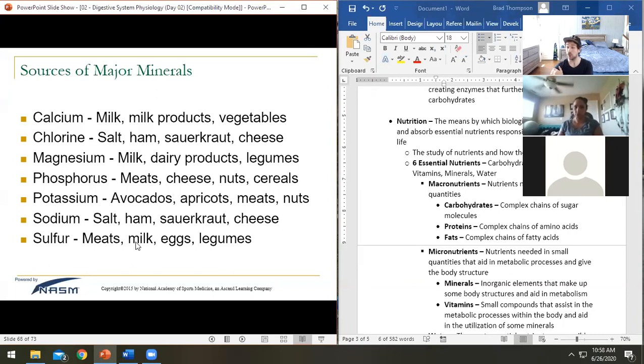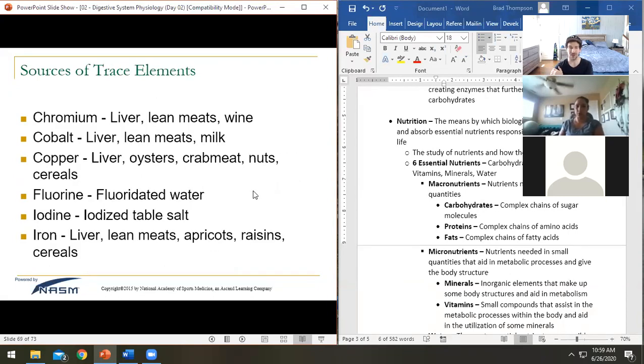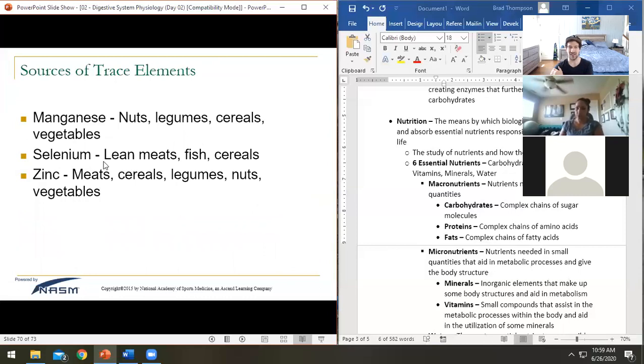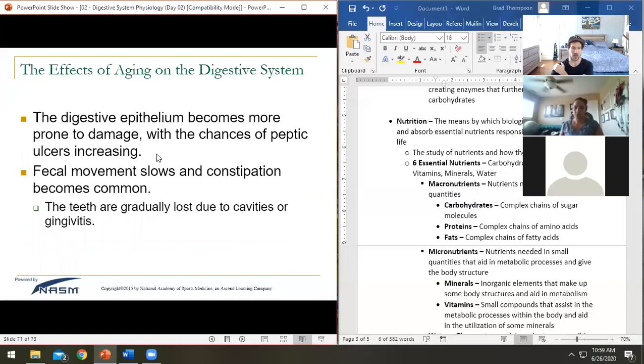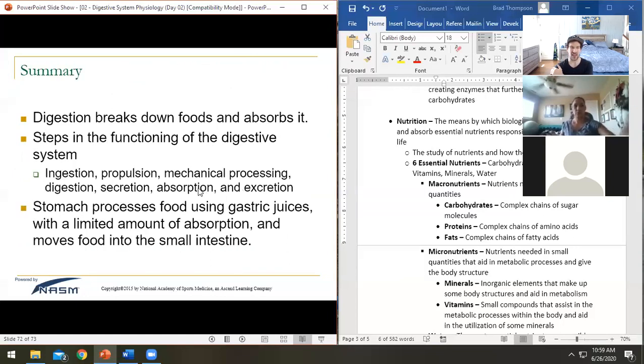Potassium, sodium, sulfur. That's always kind of a surprising one, right? Sulfur, the stuff that explodes, is totally an important part of your diet. Chromium, cobalt, copper, fluorine, iodine, manganese, selenium, and zinc, right? All those are also really important nutrients. As we get older, obviously all that stuff starts to break down. We're not too worried about that.